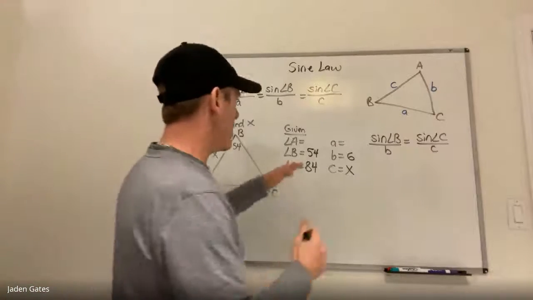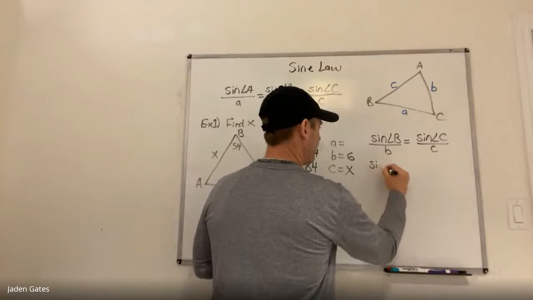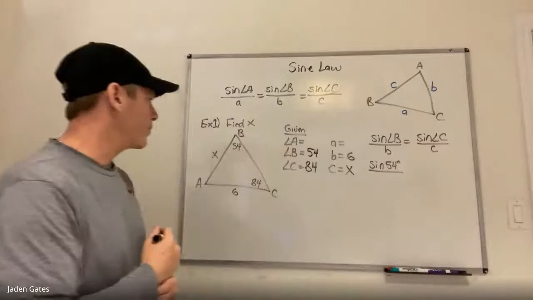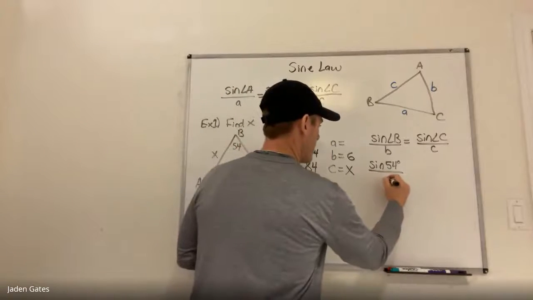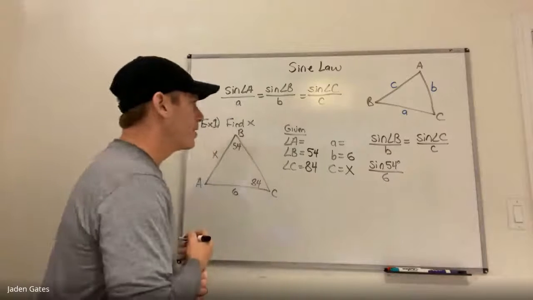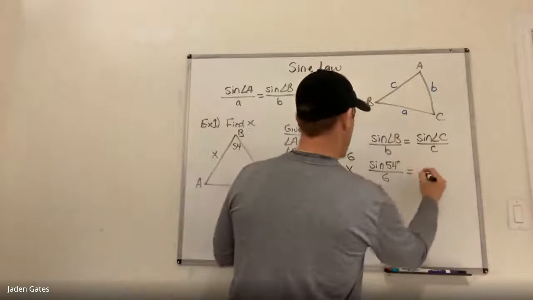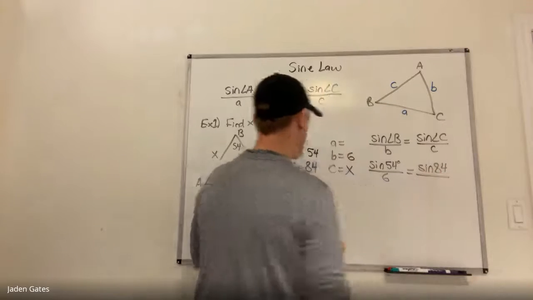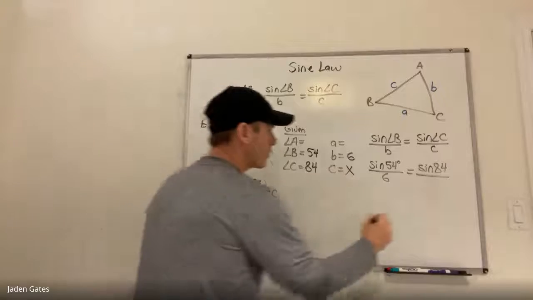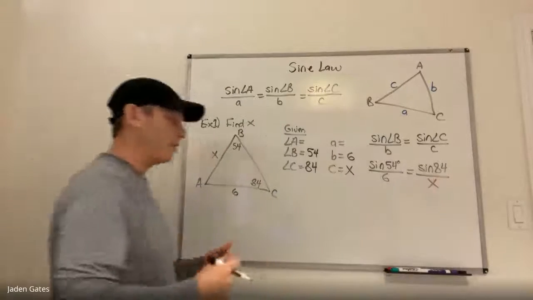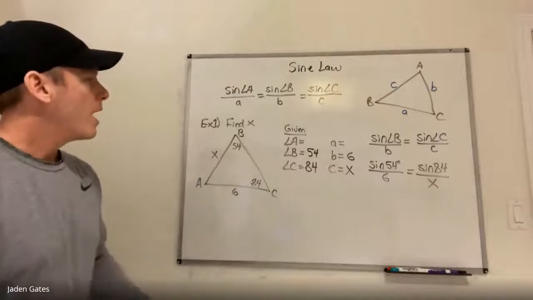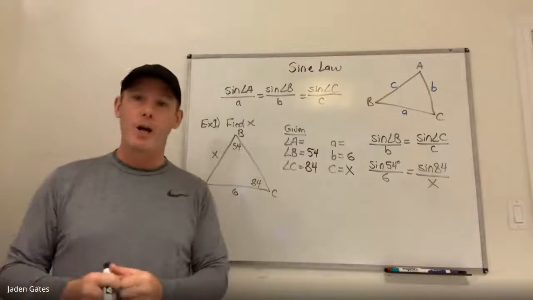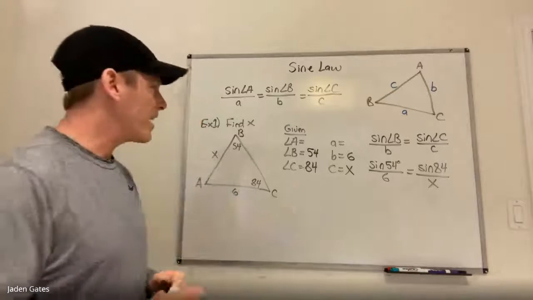So I've got sine 54 degrees, which we know how to calculate because we've been doing that the last couple hours. Side B there is 6. I go over to my other side, sine angle C. Angle C is 84, so I'm going to have a sine 84 there. And in the bottom, side C is now called X. Sine 54 and sine 84, I can just type those into my calculator, assuming I'm in degree mode, and get those as decimals.